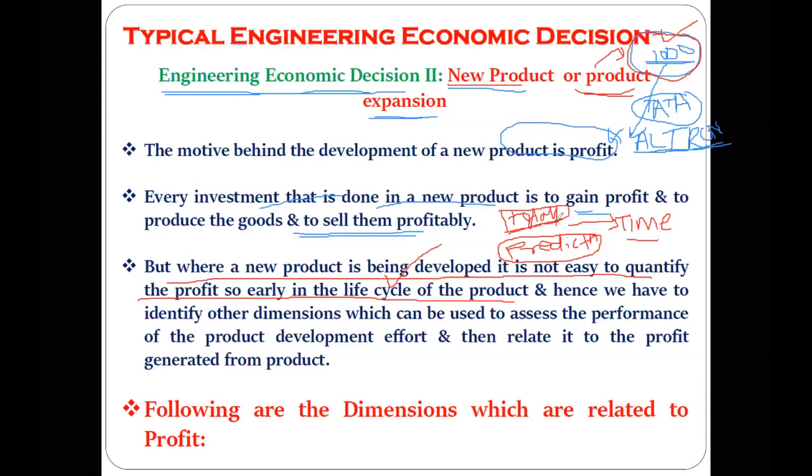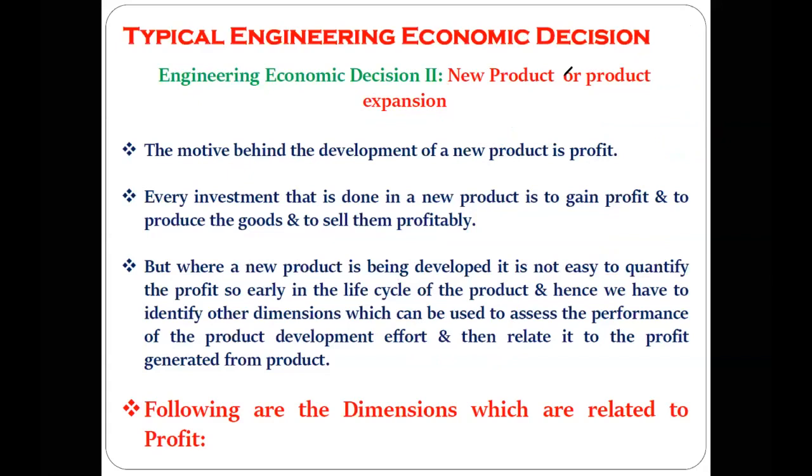So, as I said, in the early life cycle of the product, it is not possible to exactly measure what will be the profit generated from that product in the market. But companies can do the prediction. And in order to predict the profit that will be generated in the future, different dimensions have to be considered related with that product. Okay. And next, our point in this new product decision is nothing but the different kinds of dimensions related with the profit, using which we can predict the profit that will be generated from the product produced by that particular company. So let's move toward the different dimensions or factors using which a company can predict the profit of that particular product in the future.